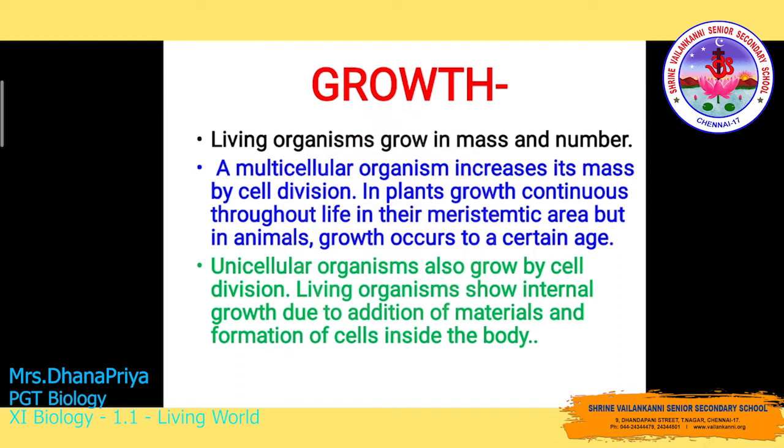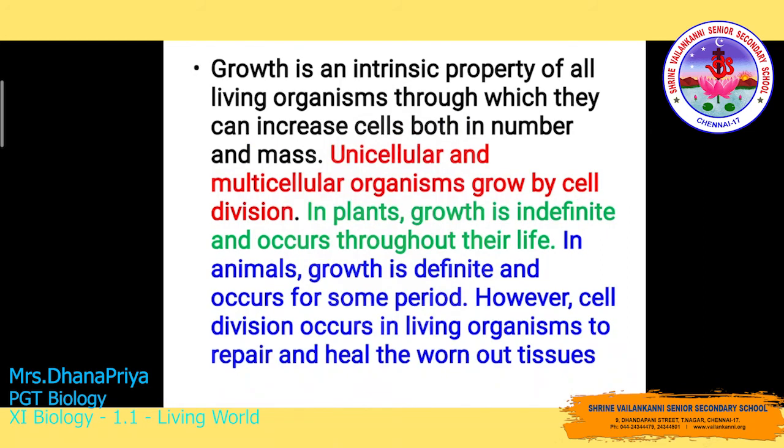But in animals, growth occurs only up to a certain age. So in animals there will be a lifespan, a limited lifespan. So how does growth occur in that? Unicellular organisms also grow by cell division. Living organisms show internal growth due to addition of materials and formation of cells inside the body. Now, we discussed what growth is. Growth is the intrinsic property of all living organisms through which they can increase cells both in number and mass.